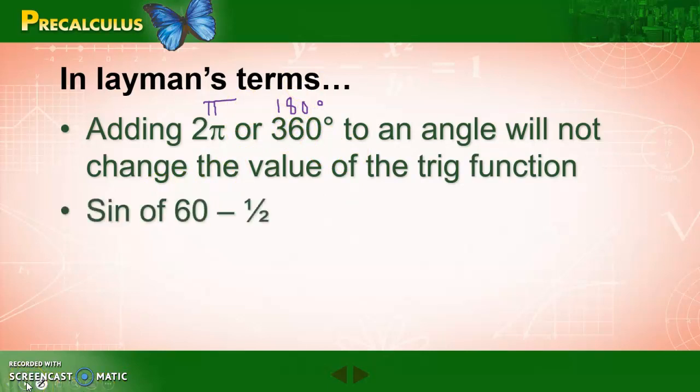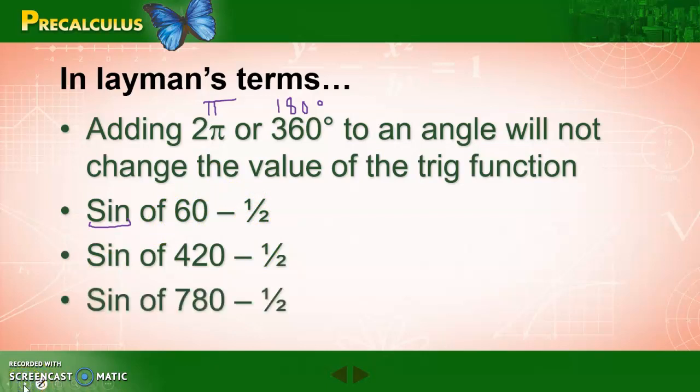So the sine of 60, for example, is 1/2. Since the period of sine is 360, if we add 360 to that 60 degrees, we get 420, and the sine is still 1/2. We add another 360 degrees, the sine is still 1/2. So it doesn't matter how many times we add 2 pi or 360 degrees, it doesn't change the value of our trig function. It's like that wheel. It's just turning. And every time it hits that mark, it's 1/2, 1/2, 1/2, periodically.